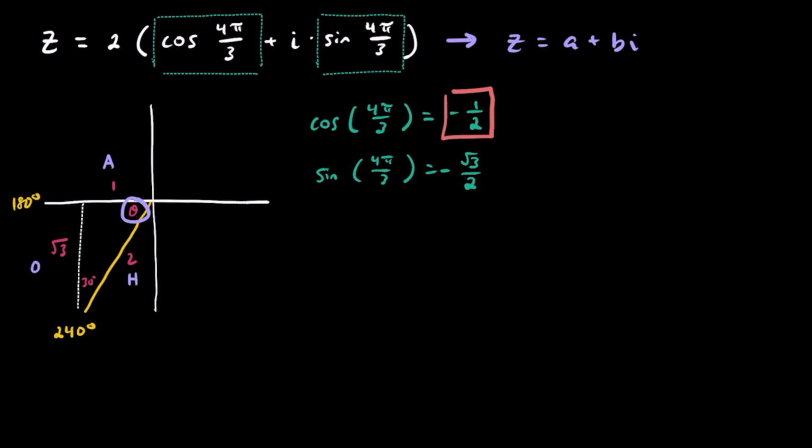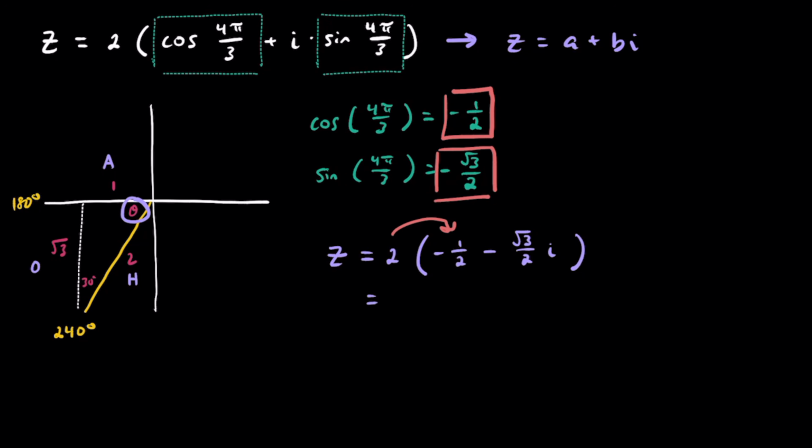Substituting in our newfound values of negative 1/2 and negative root 3 over 2, we can say that our complex number, z, is equal to the radius, which is 2, multiplied by negative 1/2 minus root 3 over 2i. Distributing this 2, we can say that 2 times negative 1/2 is going to be negative 1. And distributing this 2 to this negative root 3 over 2, that's just going to be negative root 3. And there we have our complex number written in rectangular form now.